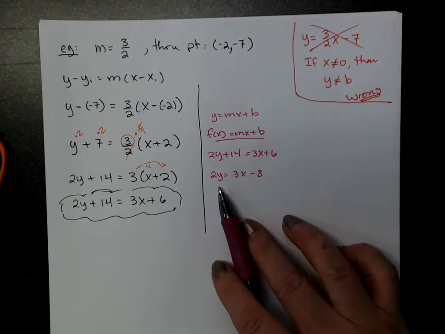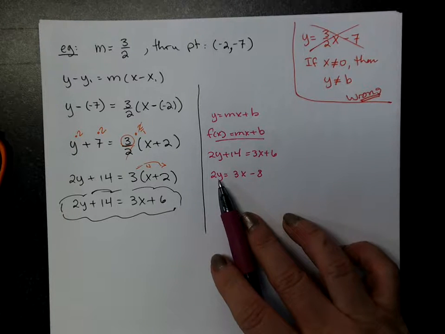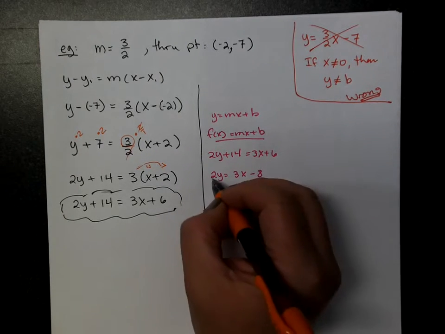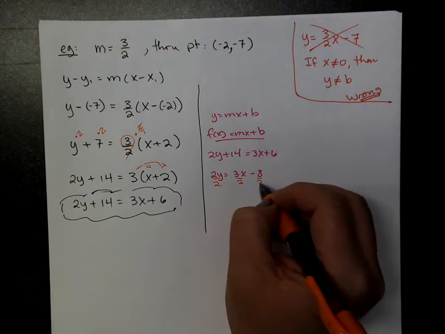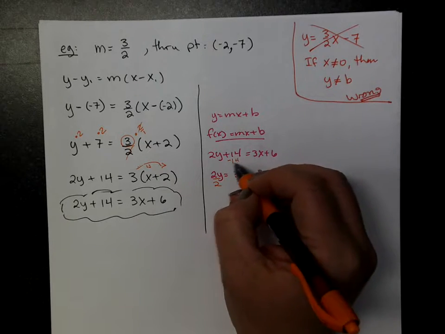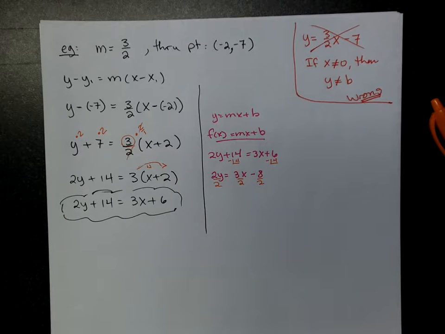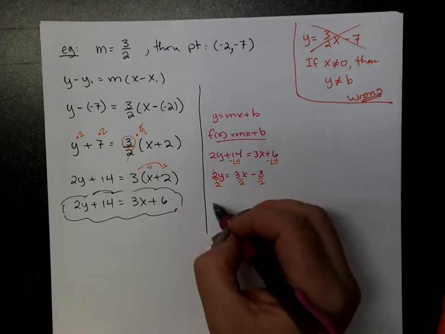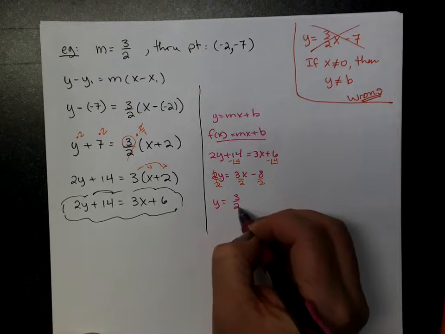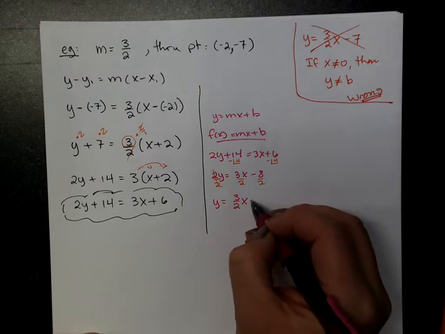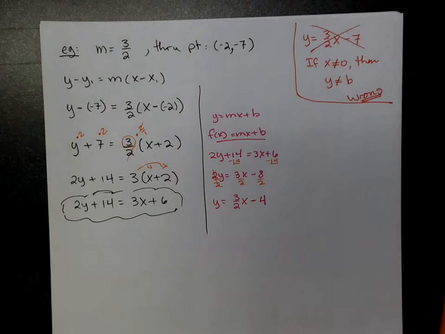Minus 14. Now I do have a coefficient of y, so my last step is to divide everything by 2. And you have to be fair to every term. So I did a minus 14 on both sides. Just make sure I note that. Okay. And fair to every term, divide away that coefficient, and I get y equals 3/2 x minus 4.